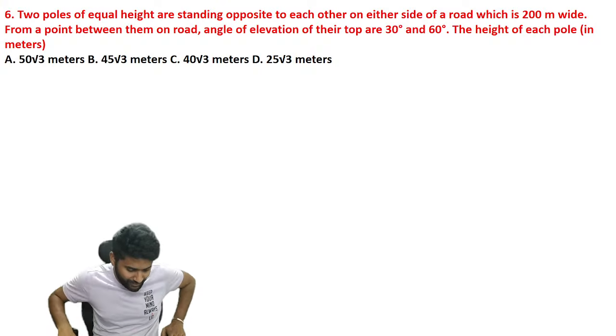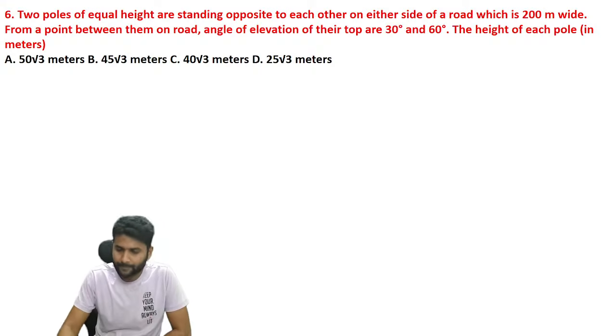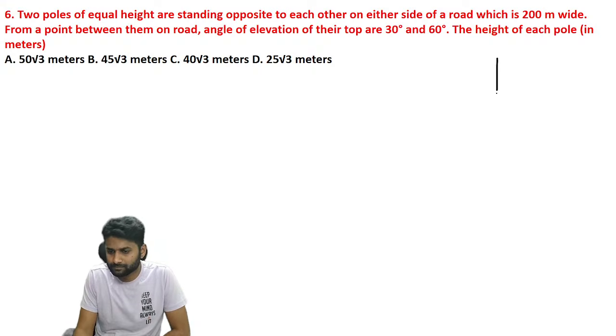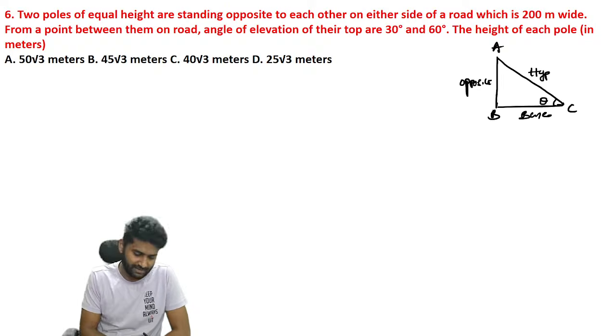Let's see this question from heights and distances in trigonometry. This is all about the opposite. This is all about the hypotenuse. This is all about the base. Just take that ABC is a right angle triangle.